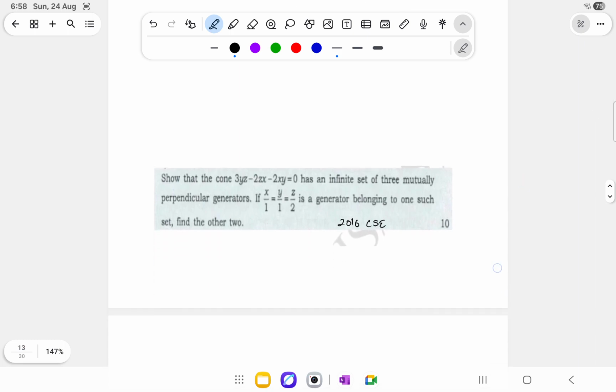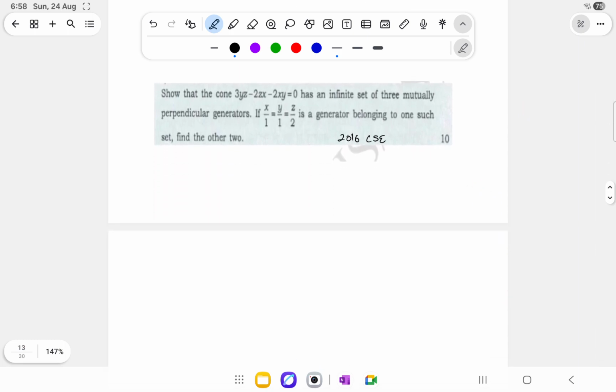So let's move on to the next question. The next question says: show that this cone has an infinite set of 3 mutually perpendicular generators. If this is a generator belonging to one such set, find the other two.